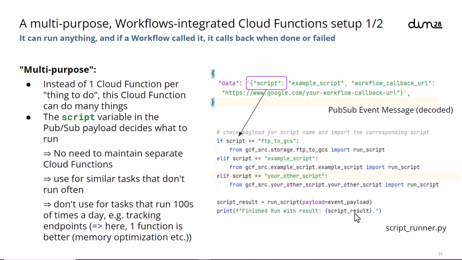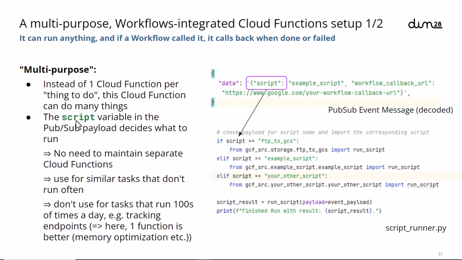Here in the Cloud Function, we'll then have a file called script runner, which is the first thing that runs, and it checks the script variable. If it finds something that is covered, in this case example script, then it would import and then run the example script module here.